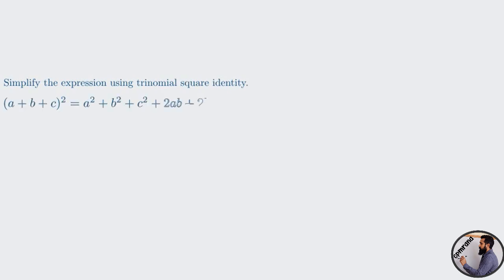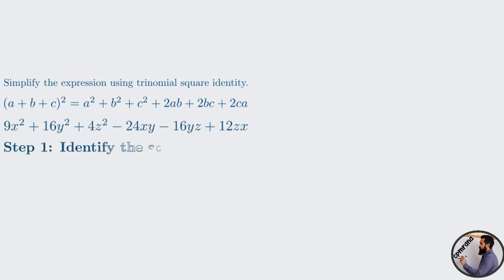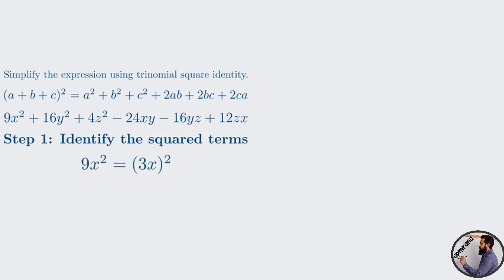Recall the algebraic identity, a plus b plus c, all squared, equals a squared plus b squared plus c squared, plus 2ab plus 2bc, plus 2ca. Let's rewrite our expression to match this pattern. First, we look at the squared terms. 9x squared is the square of 3x, and 4z squared is the square of 2z.